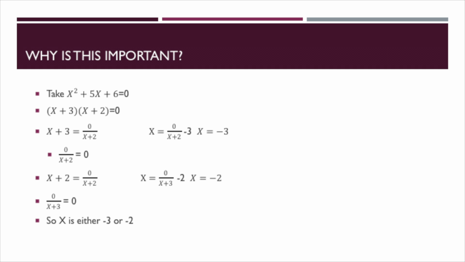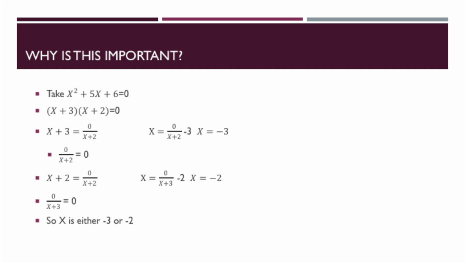That's one option. And we solve it, and we say x equals 0 over x plus 2, which is, well, 0 divided by anything is going to be 0, minus 3, so we know that x can be negative 3. We can also say x plus 2 is equal to 0 divided by x plus 3. Remember, we're dividing by x plus 3.